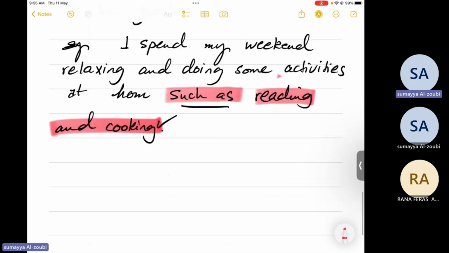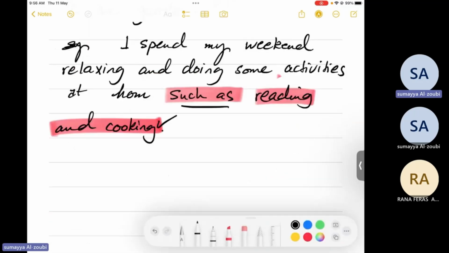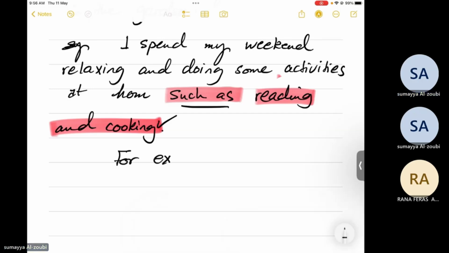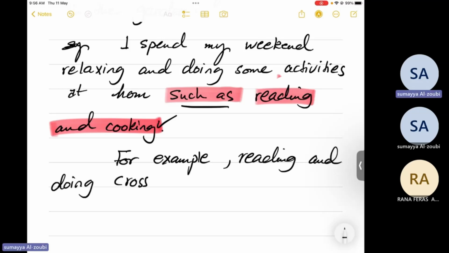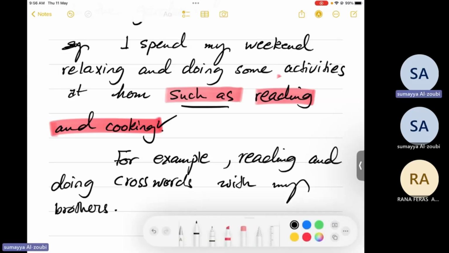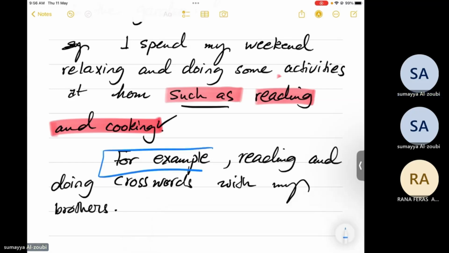Here, I would like to write that. Is this grammatically correct to say, for example, reading and doing crossword with my brothers? Is this a correct usage of grammar? What do you think? Is this a correct usage of for example?